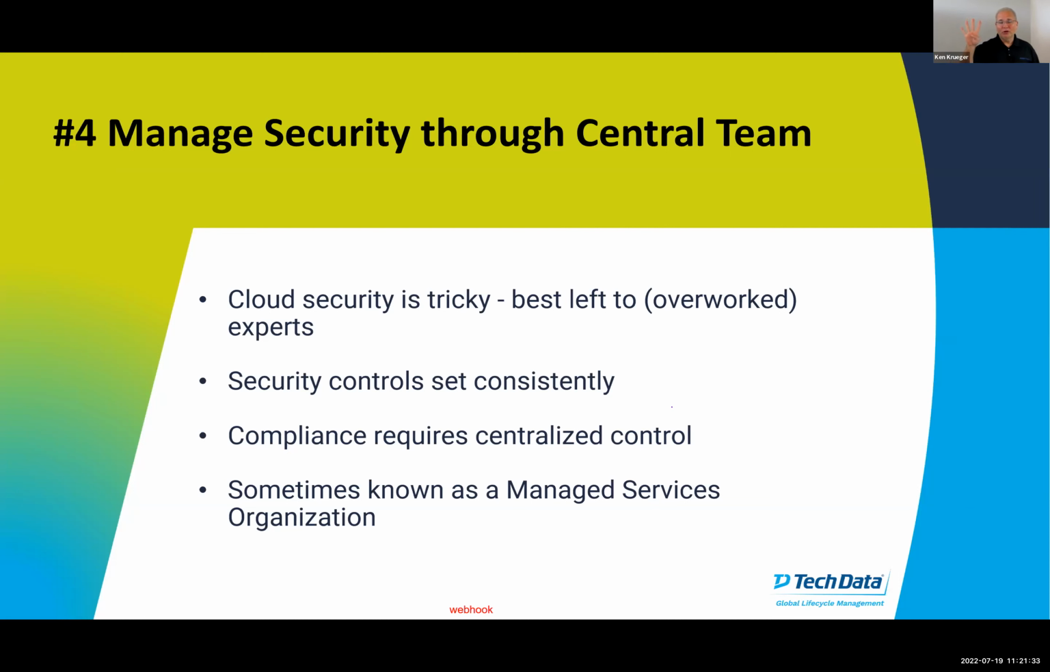So this is number 4. This is managing security through a central team. This happens very, very frequently. After all, cloud security is very tricky, is best left to the experts. Of course, the experts are overworked, but we still want to leave things to the experts. We want to create nice, consistent security controls, and the only way that we can think of to do that is to have one team set up those rules.